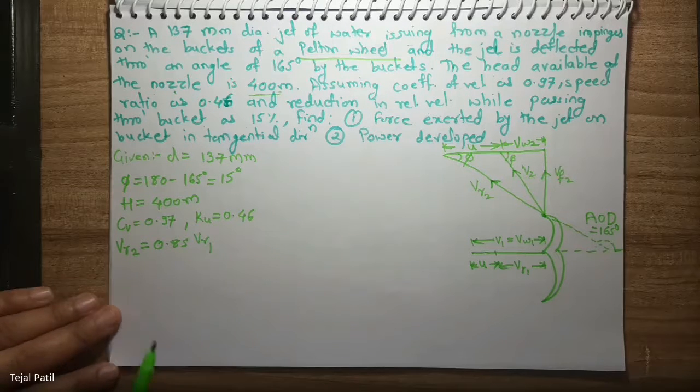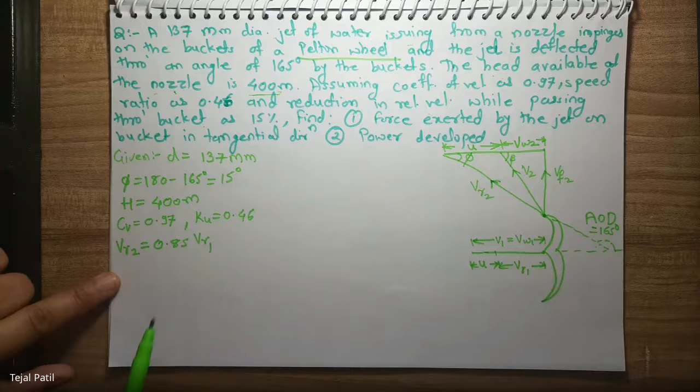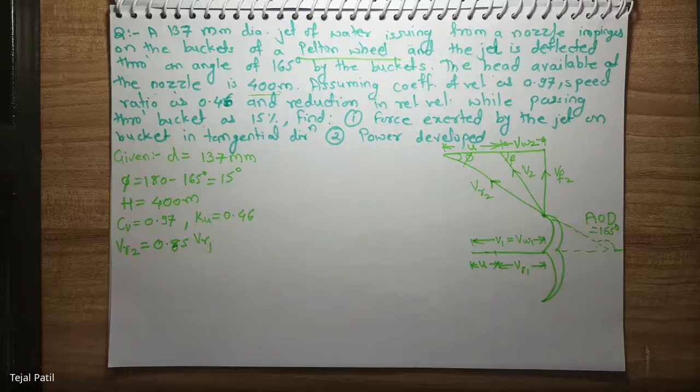Did you get this? Why I have written directly as 0.85? If you want the explanation, please let me know.